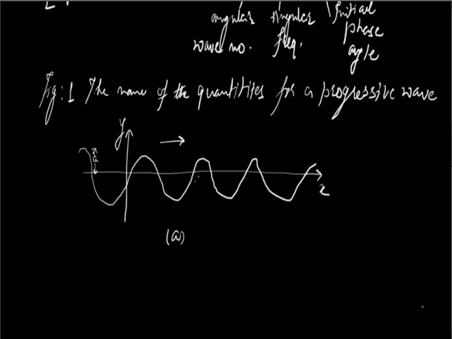Now lambda will be a complete wavelength, which will be denoted like this. The length of a complete wave is known as wavelength. So here we can just denote wavelength as lambda. So this is our wavelength.